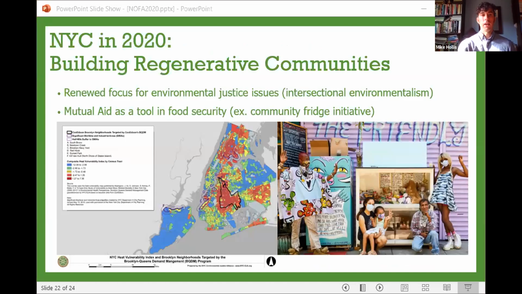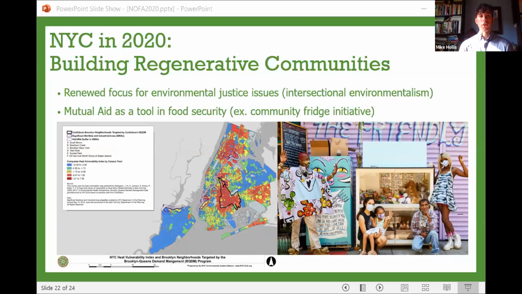And then a final note as we look at New York City in 2020 and specifically around regenerative communities. Now, this is a slide that really could warrant a workshop, if not a longer course in itself, but I did want to make sure we touched on it, given what's been happening this year specifically. I think that 2020 has definitely brought into needed light a lot of the environmental justice issues, not just in New York City, but in underserved communities nationwide.